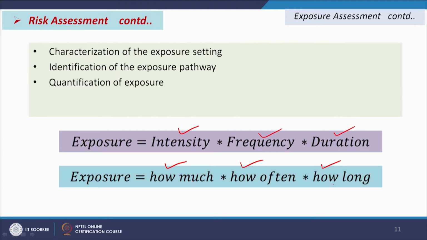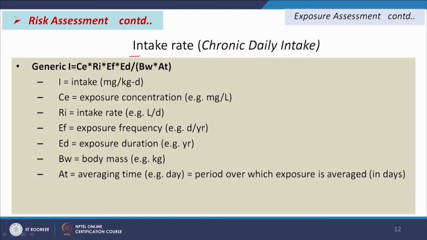So, characterization of the exposure setting, then identification of the exposure pathway and quantification of the exposure. These are the main steps for exposure assessment. Then here we will quantify the intake rate per mass of human body, how much pollutants we are taking. The generic term is I, intake, that is equal to mg per kg per day. So, per day how much mg of pollutants I am taking per 1 kg of the body mass. That is called intake rate.